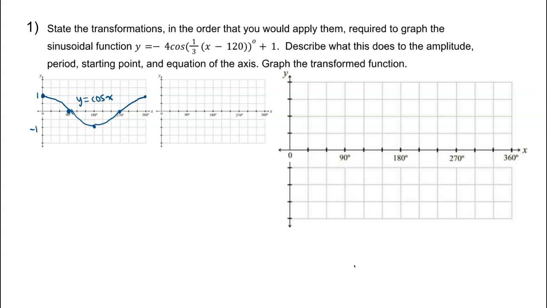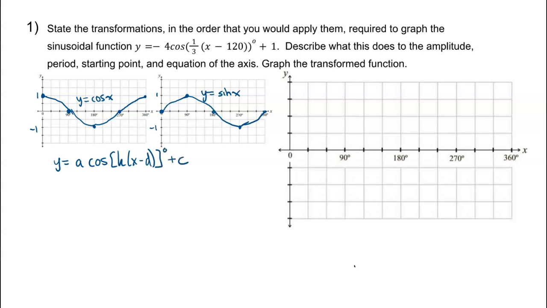So what we're going to do is apply the transformations that are in the equation to that cosine function. It's also good to keep in mind what the sine function looks like. We're not going to use that here, but it is very similar to the cosine function. It has an amplitude of 1 as well, and a period of 360, and an equation of the axis at 0, but you'll notice that it starts at the equation of the axis and goes up from there. So let's compare this now to the transformed function.